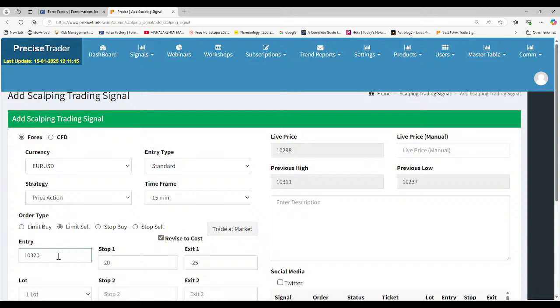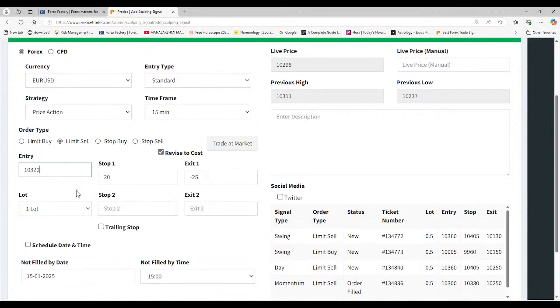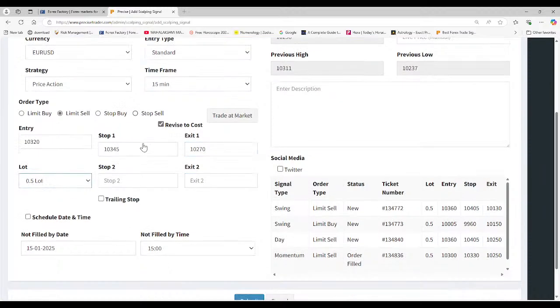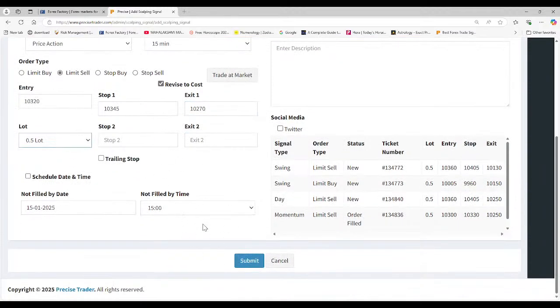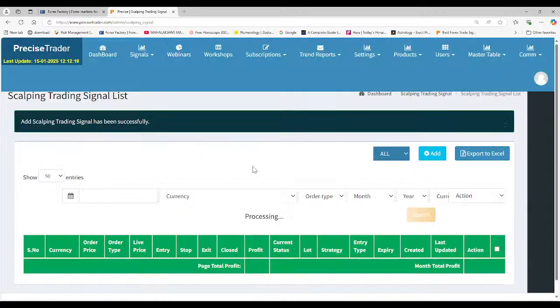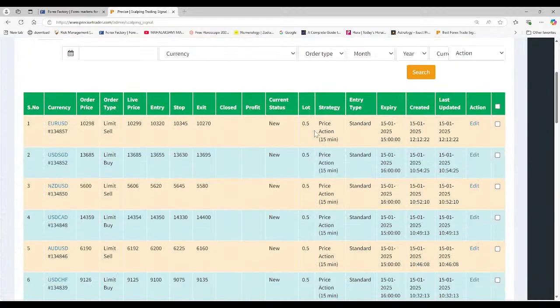Okay. So we have selling at 320, stop at 345, and this one we will try to exit at 270. And this one will give about another 2.5 hours. Okay, this is also a half lot and we go for this trade.